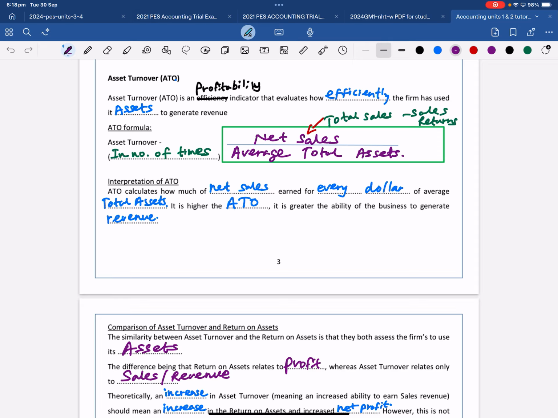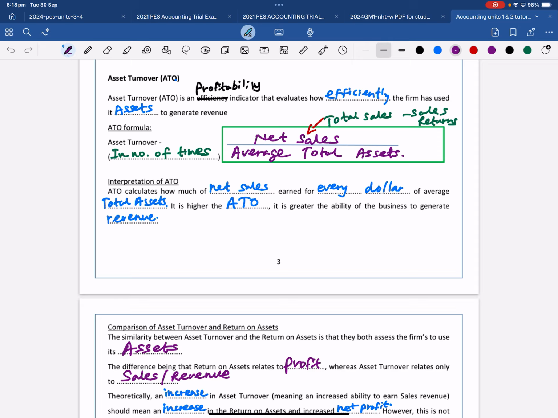What would you say, guys, in terms of the value? Greater the better or lower the better? Greater the better, yes. Why? Because the more times the business can spin its total assets into sales, the more profits they will generate, yes. The more times they do it, the more profits they will generate.